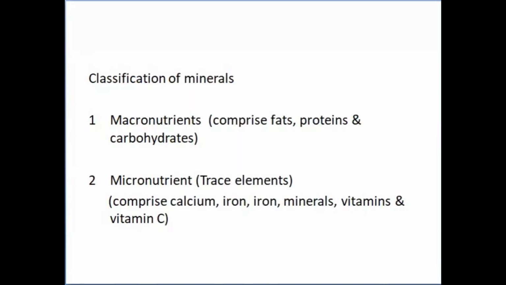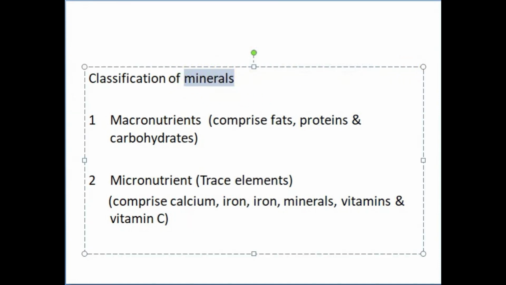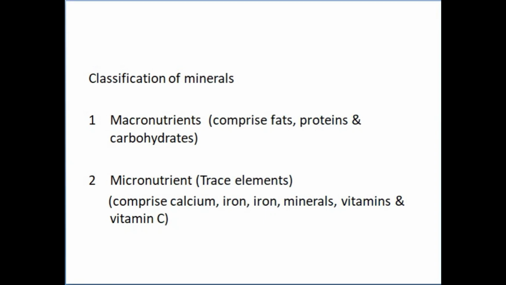Now in our next slide, we will classify the minerals. So earlier we discussed the vitamins, now we'll study the minerals. We have two classifications of minerals. They are macronutrients and micronutrients. Macronutrients comprise fats, proteins, and carbohydrates, and micronutrients are present in trace amounts, and they comprise calcium, iron, minerals, vitamins, and vitamin C. So these are the micronutrients.